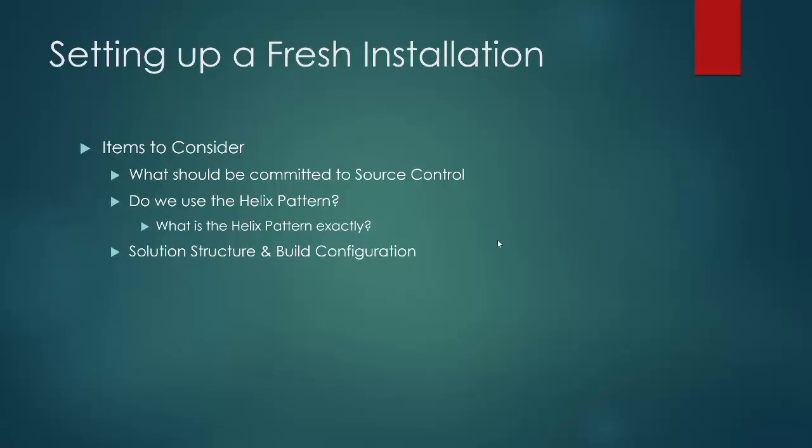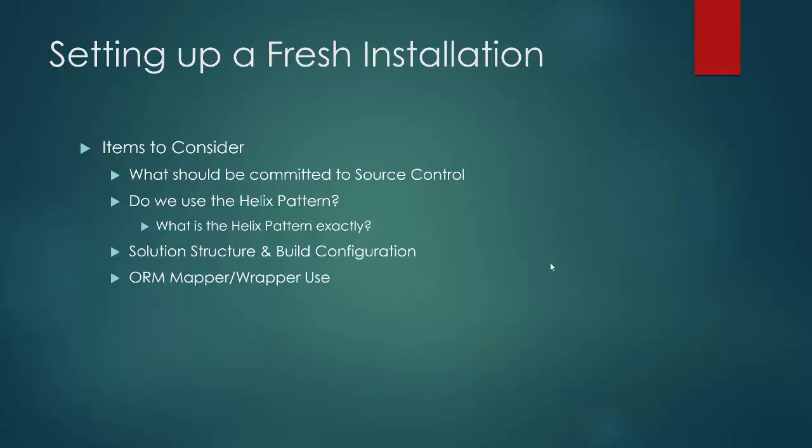The next thing is a build configuration. If you're planning on doing CI, or continuous integration, or automated deployments of any kind, you definitely need to make sure that the build configuration is something that would match what you're trying to achieve.